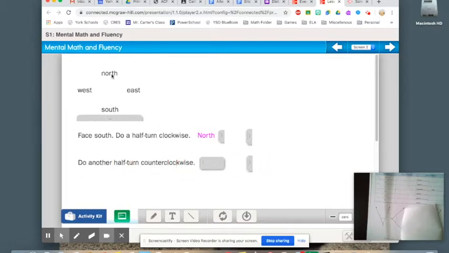Now you're at north. Do another half turn counterclockwise. Where do you end up? Go ahead and write your answer down on your paper. Okay, the answer is south. If you're facing north and you did a half turn counterclockwise, it would be in this direction, you would end up going south.